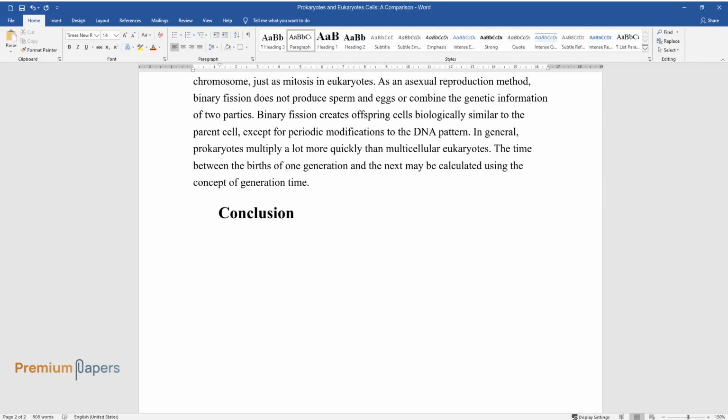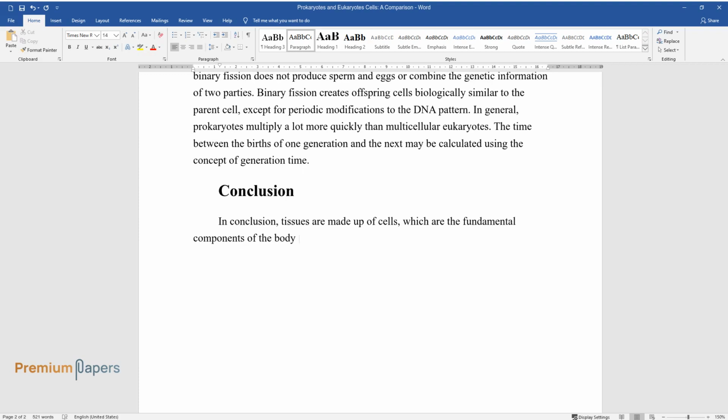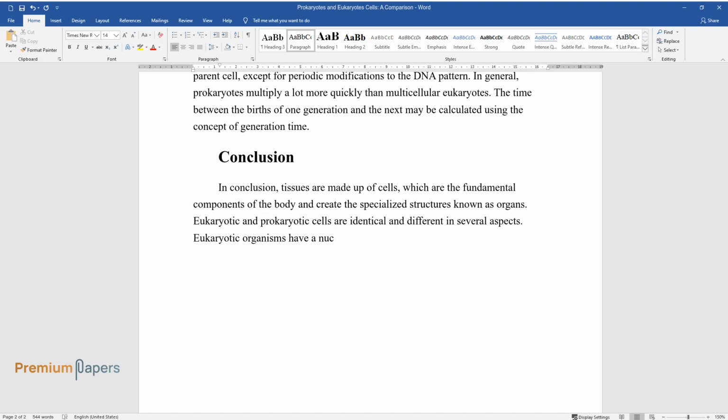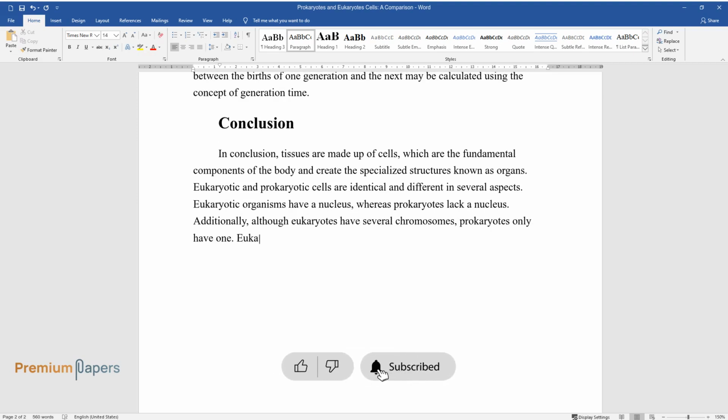Conclusion. In conclusion, tissues are made up of cells, which are the fundamental components of the body and create the specialized structures known as organs. Eukaryotic and prokaryotic cells are identical and different in several aspects. Eukaryotic organisms have a nucleus, whereas prokaryotes lack a nucleus. Additionally, although eukaryotes have several chromosomes, prokaryotes only have one. Eukaryotic cells reproduce by mitosis, whereas prokaryotic cells use binary fission.